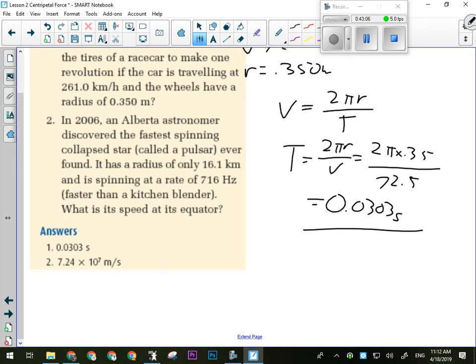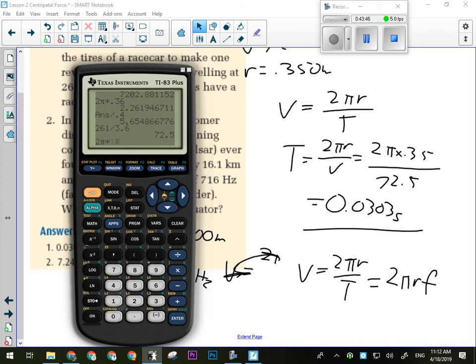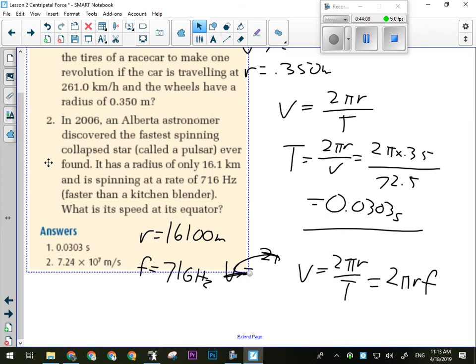So we are looking for its speed at its equator, which is going to be crazy fast. We're looking for v, knowing that we have the radius, 16,100 meters, because we'll need it in meters, and we have the frequency, 716 hertz. Now we said we could alter this formula to include frequency, because frequency is 1 over t. So really it's just 2 pi r times f. That's the other version of that. So we take 2 times pi times 16,100, and then multiply that by 716 hertz. Sorry. So we got 7.24 times 10 to the 7 meters per second.